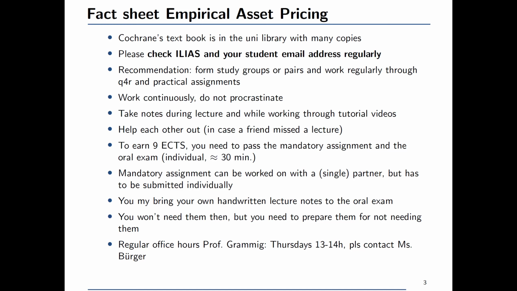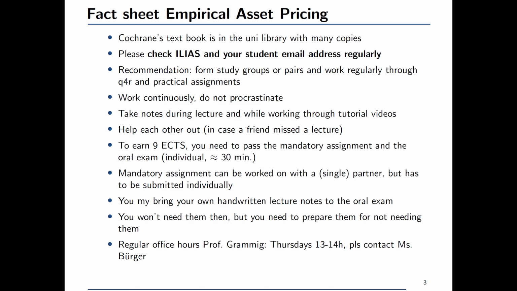If you do a very good assignment, you might even get an upgrade for your final exam grade by one grade point step. So if your exam would be graded, say, 2, you will get a 1.7. If you have a 1.7, you will have a 1.3 and so forth. So very good assignments actually push your grades up.